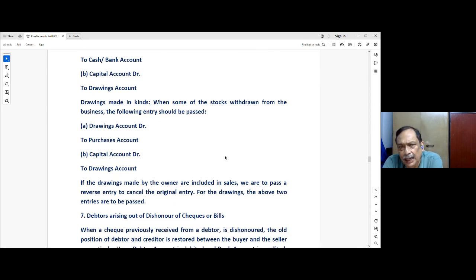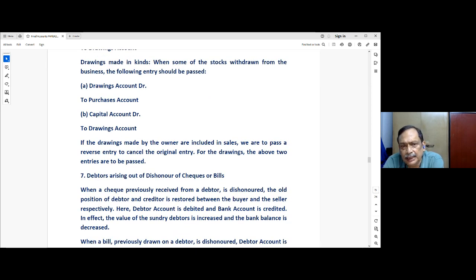Then comes drawings made in kind. When some of the stocks are withdrawn from the business, the following entry is to be passed. Drawings account debit to purchase account, and number two, capital account debit to drawings account. If the drawings made by the owner are included in sales, we have to pass a reverse entry to cancel the original entry. And for the drawings, item number 1 and 2 that I have said, these two entries are to be passed.